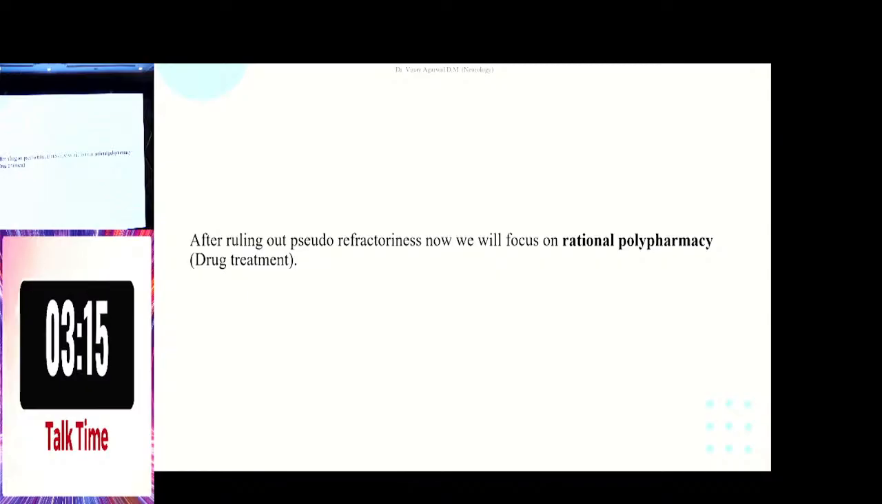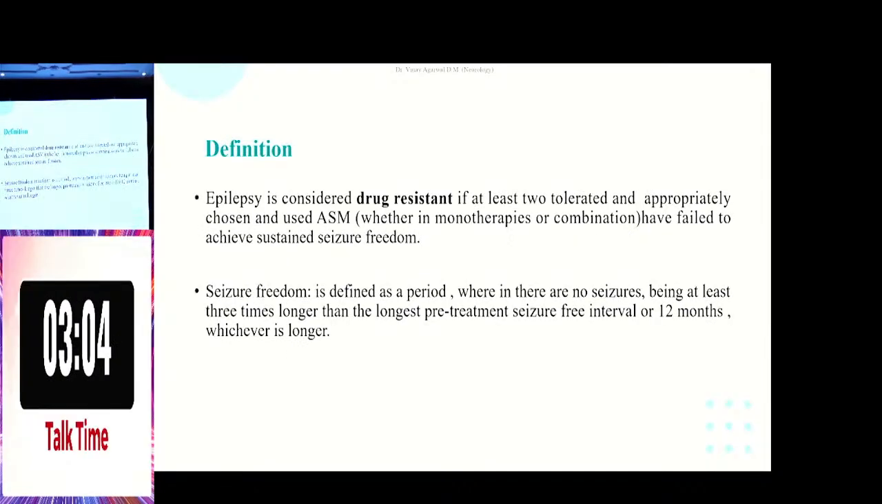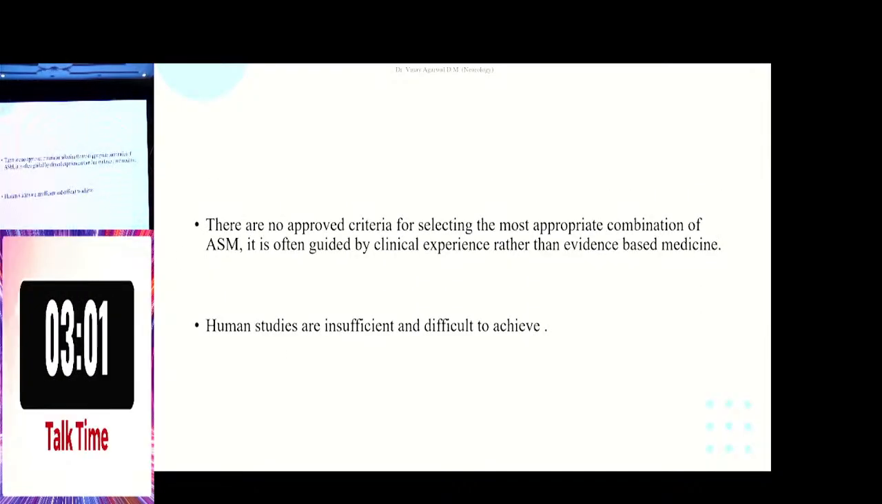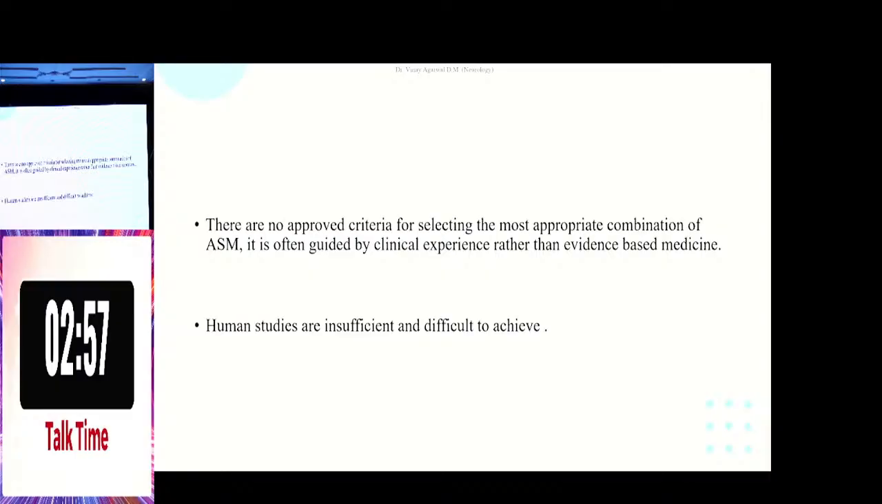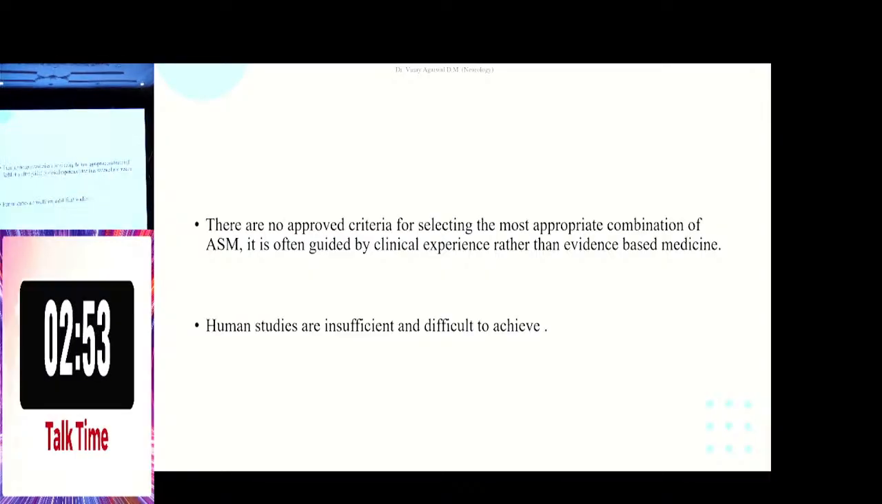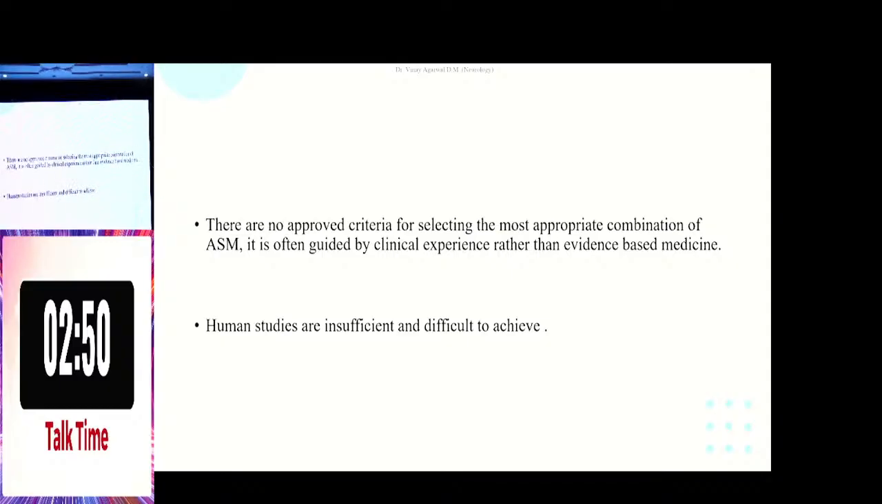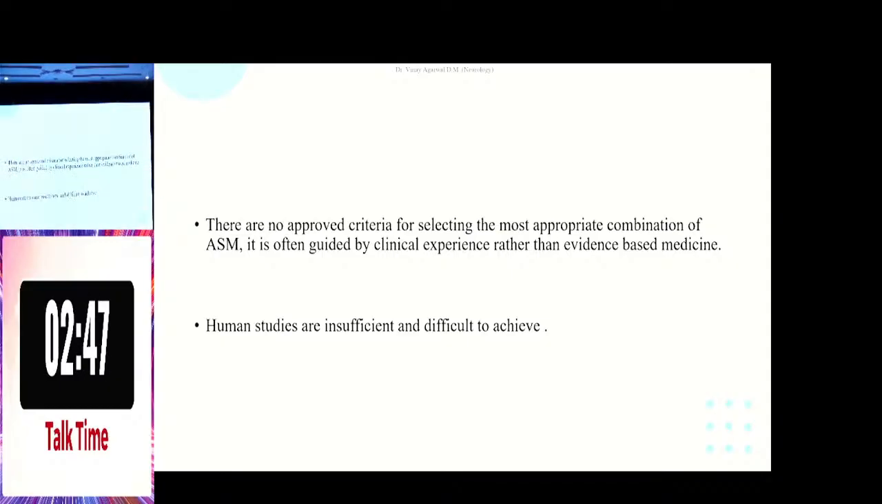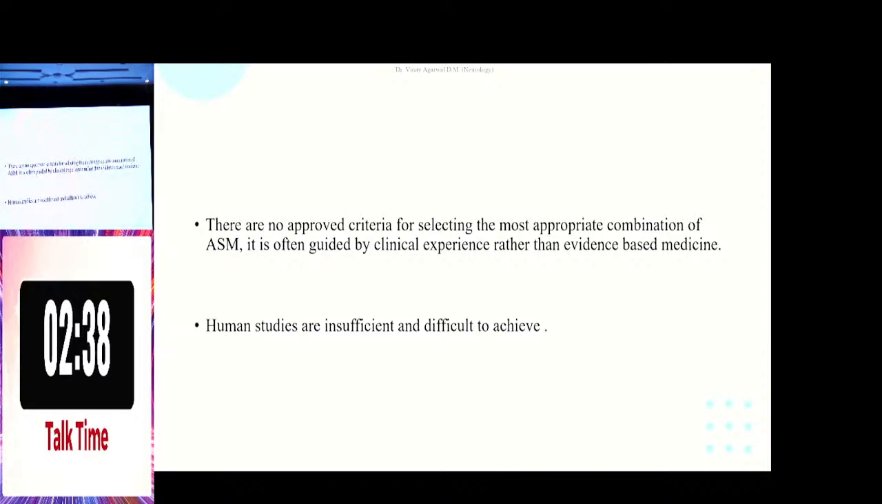So if we have ruled out other differential diagnoses, then we will focus on today's topic, rational polypharmacy, that is how to use the combination of drugs smartly and intelligently. Interestingly, there are no approved criteria as such for which drug to use with which drug, because human studies are insufficient and impractical, because we can't put an epileptic patient whose epilepsy is not controlled on placebo. So we have to use our clinical decision, and we should know the pharmacodynamics and pharmacokinetics of common anti-epileptic drugs at least before prescribing them.